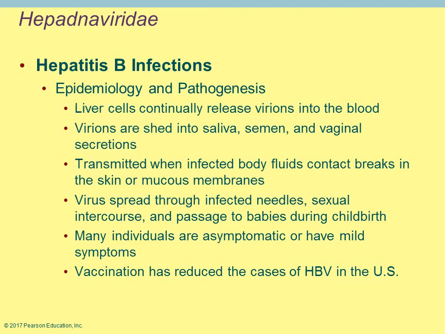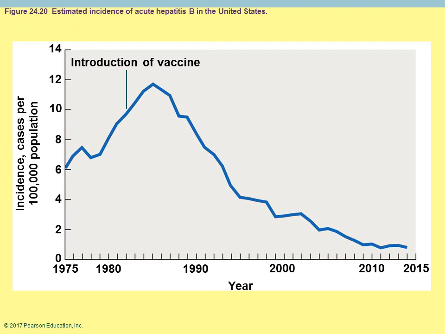Now, initially, some individuals start out as asymptomatic or maybe very mild. It does not always progress to the very severe cases if it's just hepatitis B. You add in hepatitis D with it and that changes everything. The number of cases has been reduced over the years because there is a vaccine for this. This vaccine was introduced in the mid to late 80s, and you can see how the number of cases has dramatically decreased.